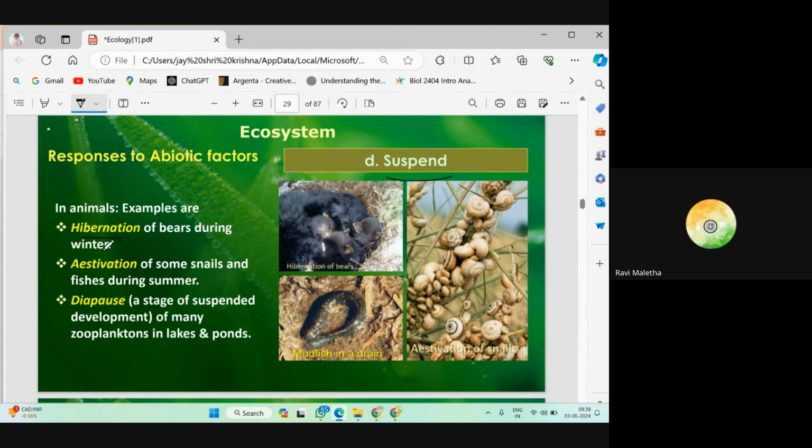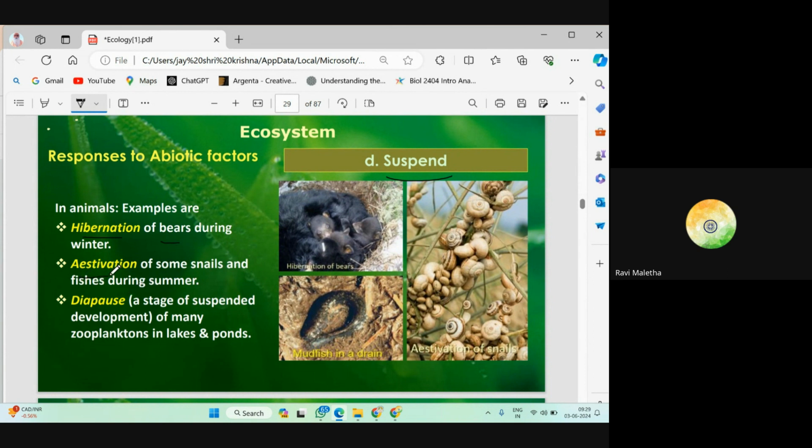Many animals are prone to hibernation, for example bears, for example snakes. What will these animals do? They will become dormant in a very cold environment. They will cut out all their body functions and will escape the coldness.